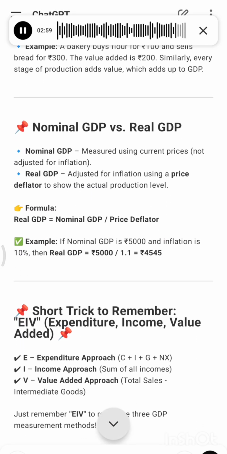Short trick to remember: EIV, expenditure, income, value added. E, expenditure approach, C plus I plus G plus NX. I, income approach, sum of all incomes. V, value added approach, total sales minus intermediate goods. Just remember EIV to recall the 3 GDP measurement methods.